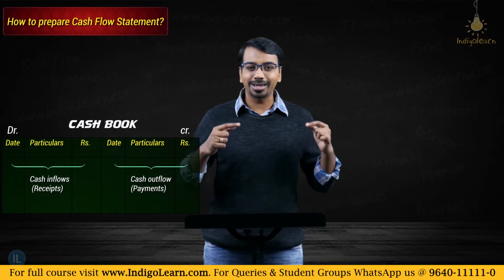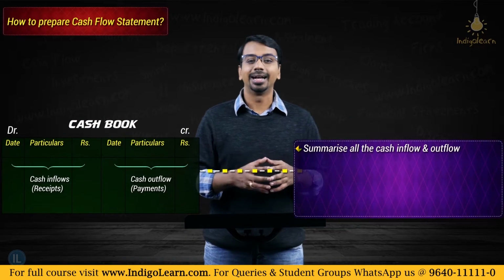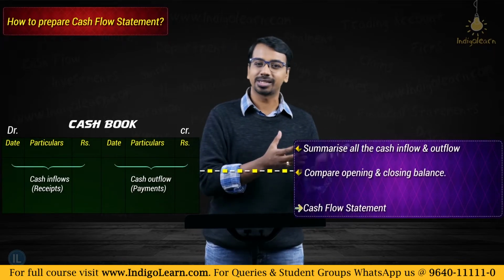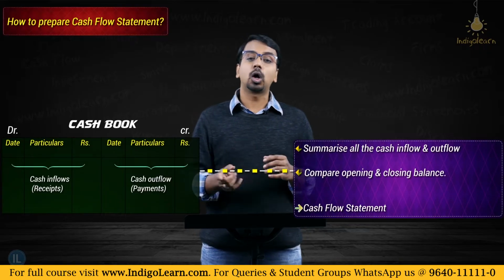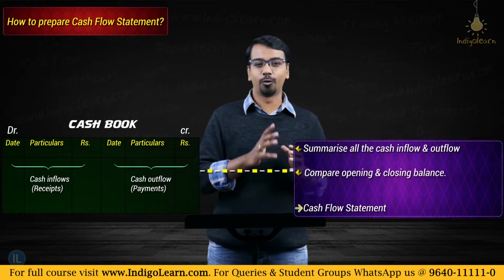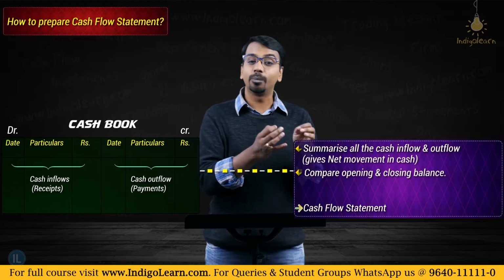Now, if you summarize all these inflows and outflows and compare the opening and the closing balance, you will get a cash flow statement. It is as simple as this. So, what do you do? You plot all the cash inflows, you plot all the cash outflows. Now, inflows minus outflows will give you the net movement in cash.